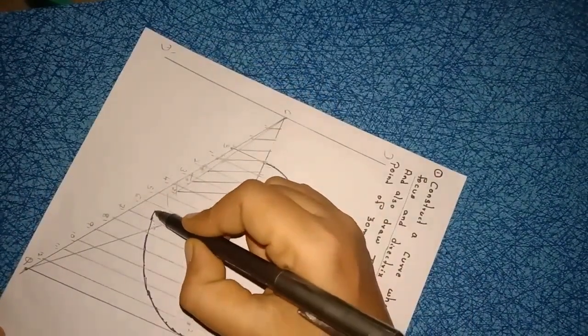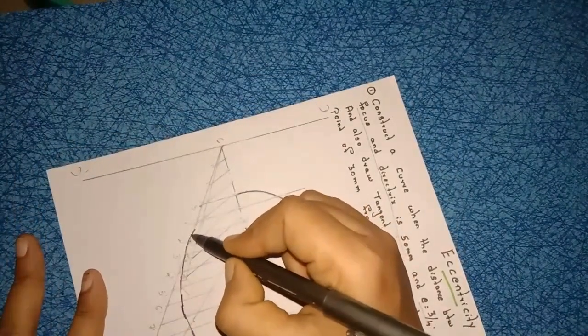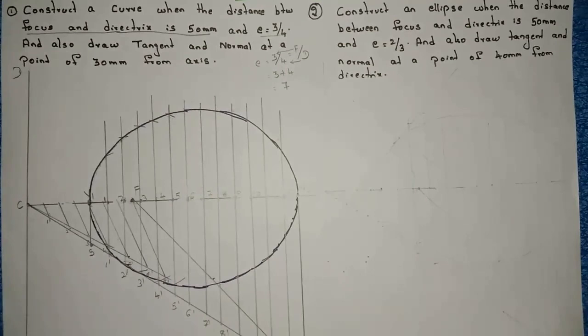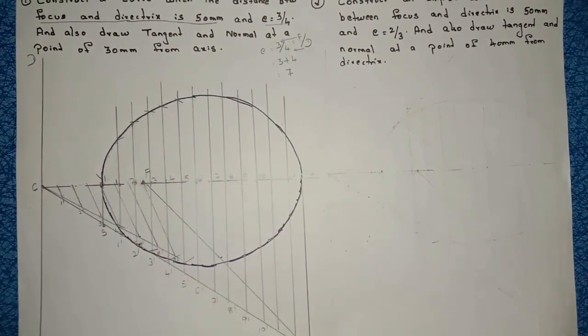Right, join all the arcs, whatever you got, the arcs above and below. If you join all that, you will get the shape of the ellipse. Right.